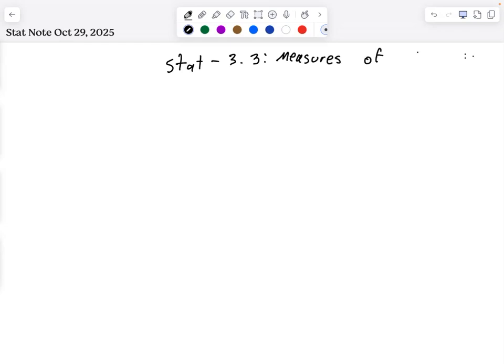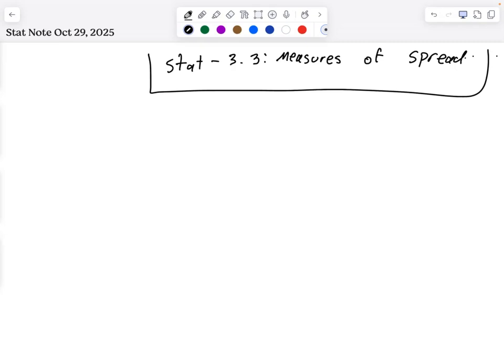Measures of spread. Okay, right there. Look. Okay, don't paper at me, please. So, we have a lot to get through, so stop.